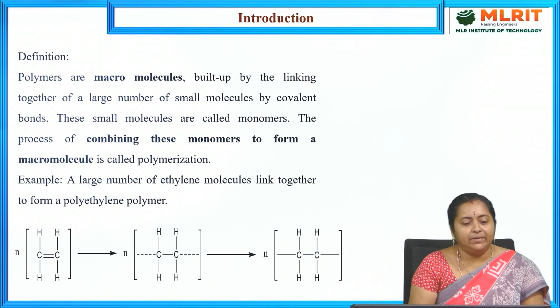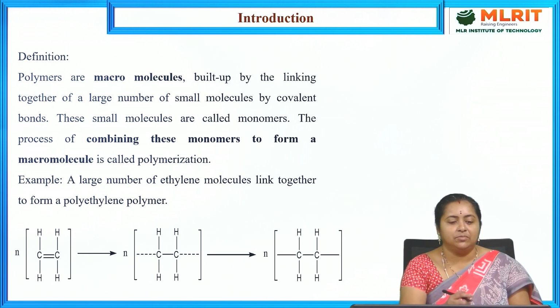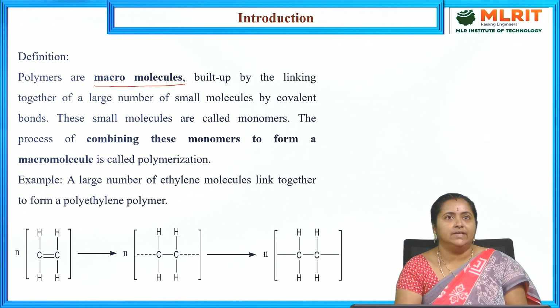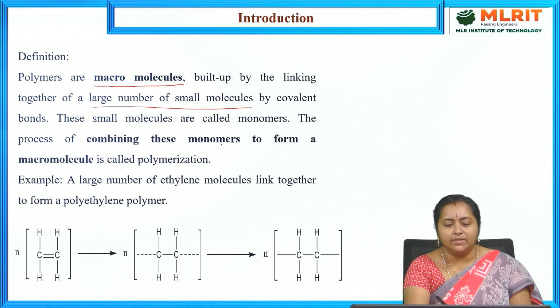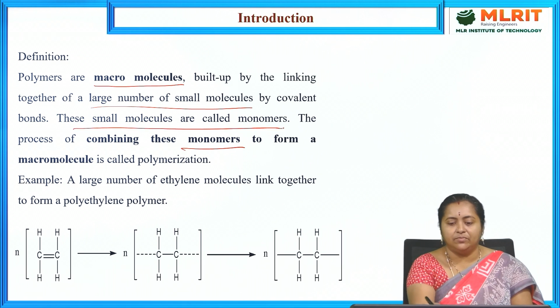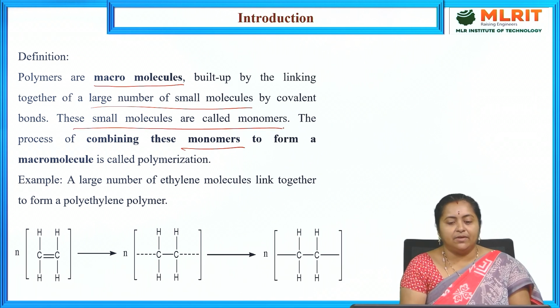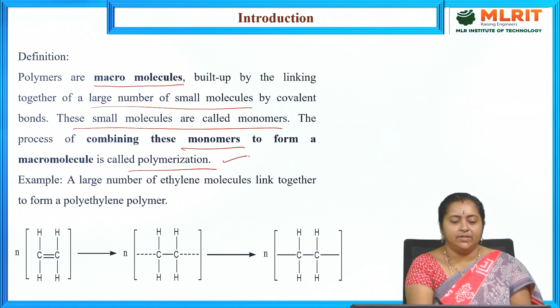So, how can we define polymers? We can define polymers as macromolecules, or we can say huge molecules. Macro means very huge in size. That means these kinds of molecules will have very heavy molecular weight. These are formed by linking together a large number of small molecules, which are known as monomers, by using covalent bonds. The process of combining these monomers to form a macromolecule or huge molecule is called polymerization reaction.